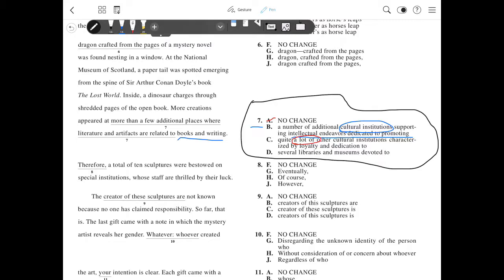D. More creations appeared at several libraries and museums devoted to books and writing. Now, when you read that sentence, that sounds the most coherent. It's the shortest as well. And it's very clear. It gets straight to the point, and it's exactly what the ACT English section is looking for. So I think it's going to be D. And when we look at the answer key, it's actually D. That's going to be your answer.